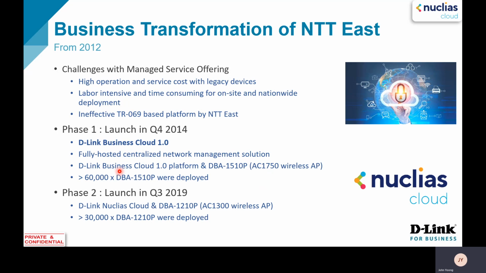So they deploy more than 60,000 APs. As you can see, the result is very good. In phase two, we launched in 2019 Q3. It's officially called Nuclias Cloud, together with the DBA 1210. It's an AC1300. Same thing, more than 30,000.